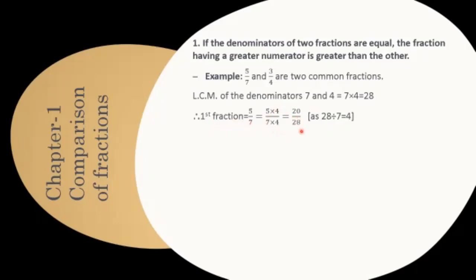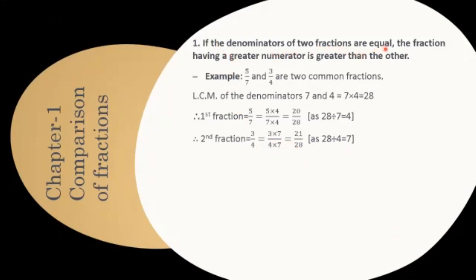So the first fraction denominator we got 28 and numerator is 20. What about the second fraction? Equals 3 divided by 4, and in the same way in here denominator is 4, so 28 divided by 4 it will be 7. So 3 multiplied by 7 divided by 4 multiplied by 7 equals 21 divided by 28. So my dear students, you can see from the second fraction we also got the same denominator 28. And that is the thing we are doing.